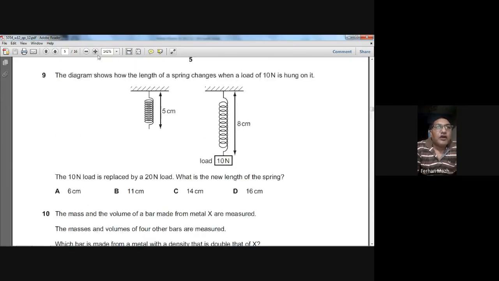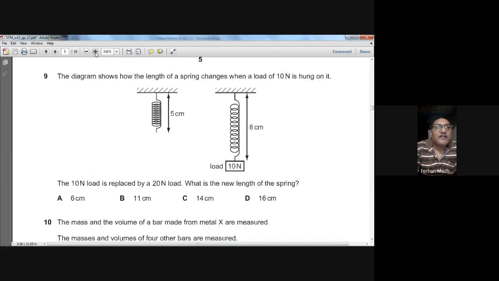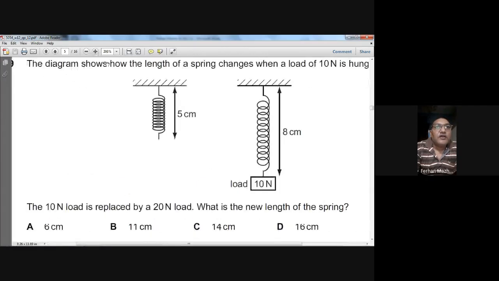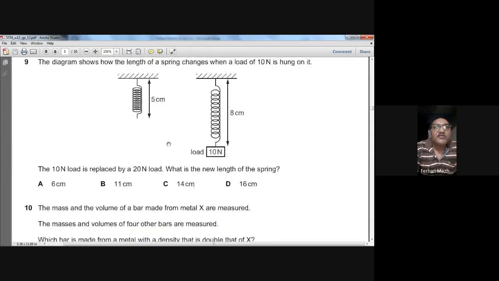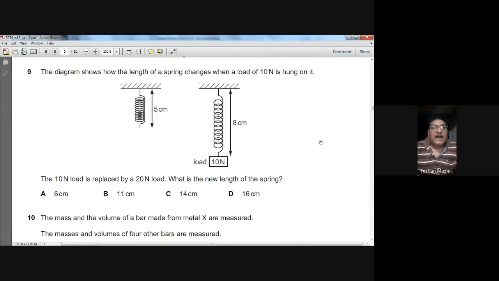Okay, on your screen you can see question number 9. The diagram shows the length of a spring changes when a load of 10 Newton is hung on it. The 10 Newton load is replaced by a 20 Newton load. What is the new length of the spring?